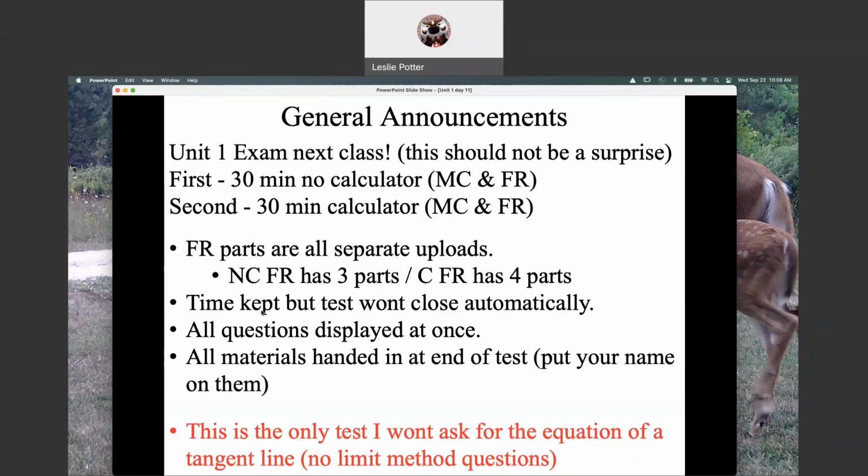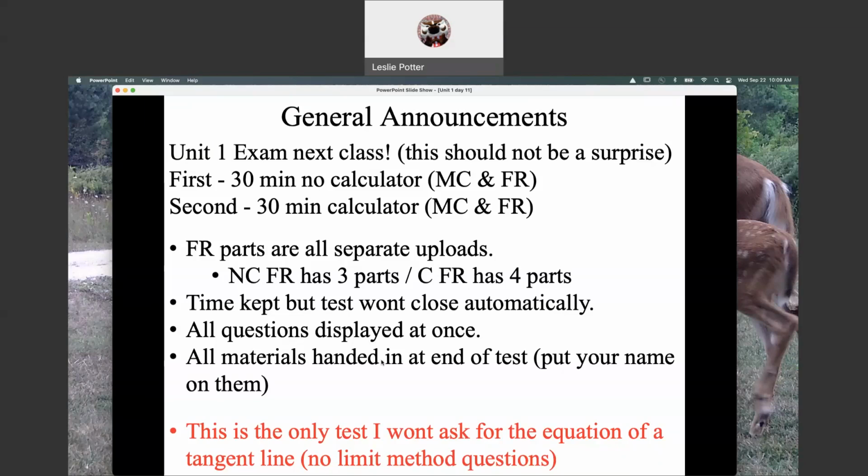I display all the questions at once, so you'll see 5 or 6 multiple choice, and then at the bottom you'll see your free response questions broken into their parts, like A, B, and C, or A, B, C, and D. For this test, the no calculator free response has parts A, B, and C, and the calculator has A, B, C, and D. That's usually how it goes. Usually 3 or 4 parts of these. Then we hand in all materials at the end of the test, so any work you do on scrap paper, we hand that in, put your name on it, just in case.